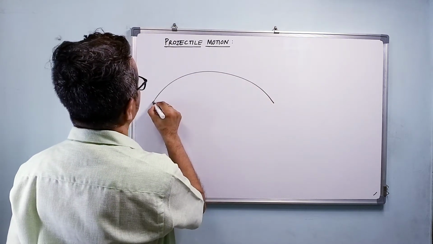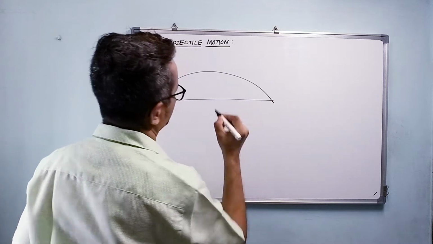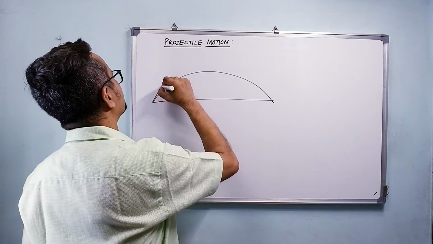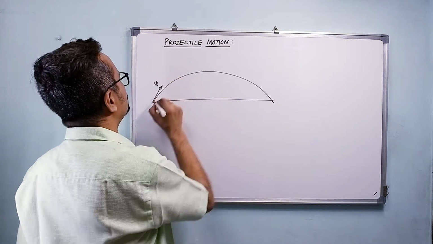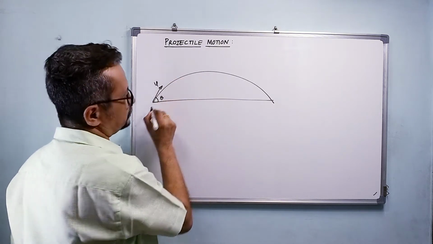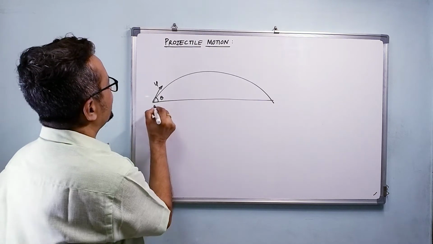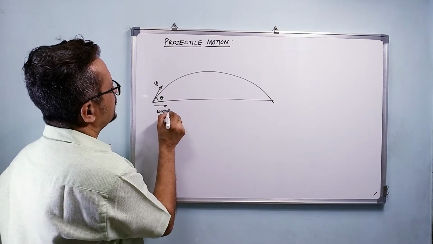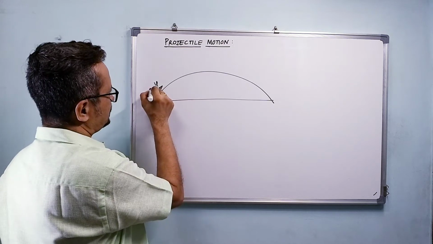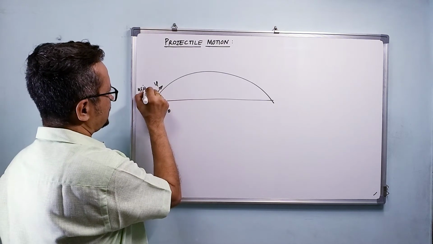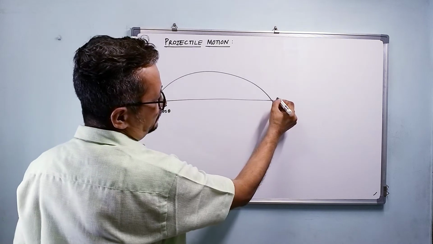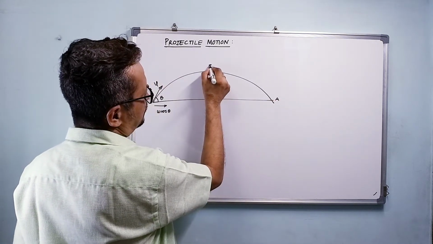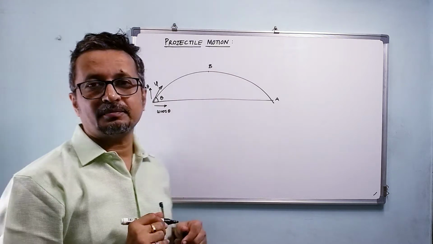It starts from ground and ends on the ground. Okay, initial velocity, as we have already said, it is u. Theta is the angle of projection. Okay, my horizontal velocity is u cos theta, and vertical velocity is u sin theta. My final point is A, and B is the point of maximum height.